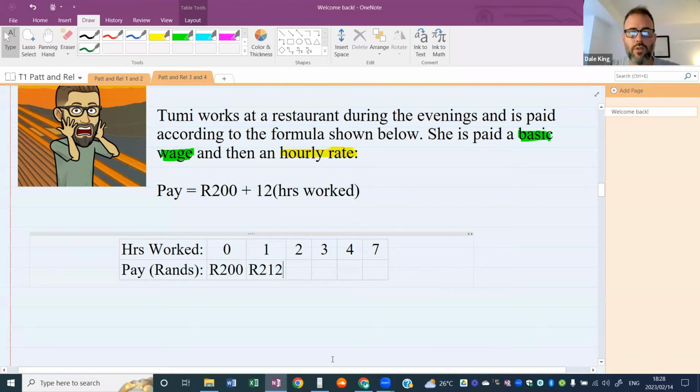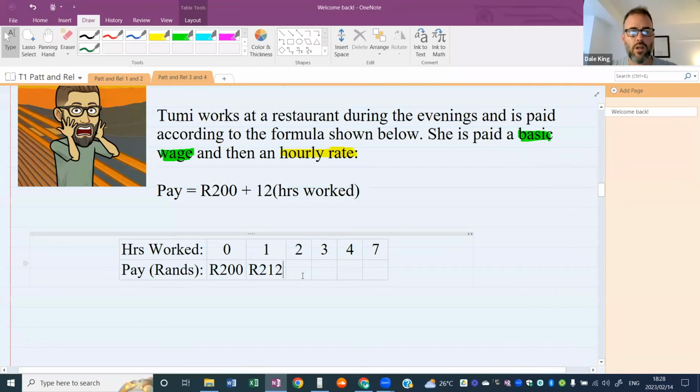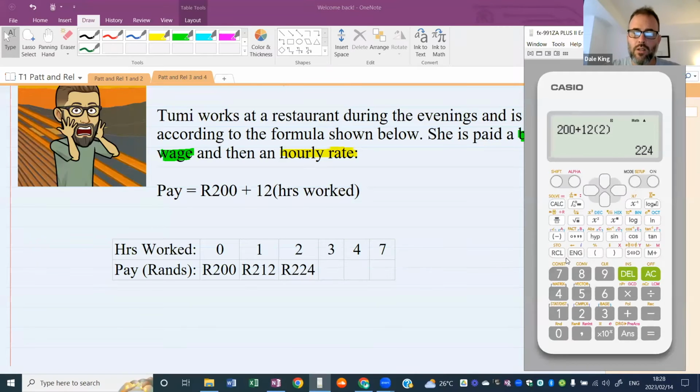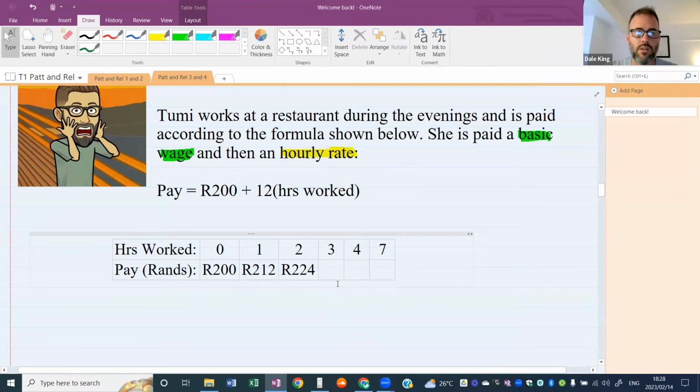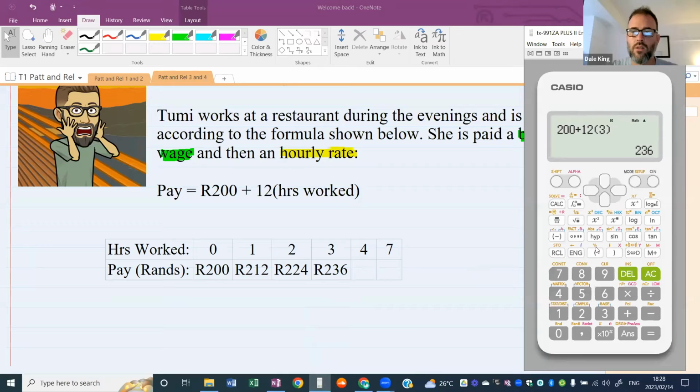So 212. Okay, now I go back to my calculator. The formula is still there. So I'm going to go into my formula and just change the 1 to a 2, press enter, and now we got 224. Now I'm going to go back into the calculator, change it to 3, press enter, 236. Change the hours worked to a 4, enter, 248.